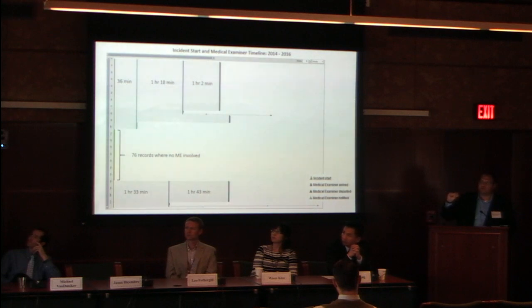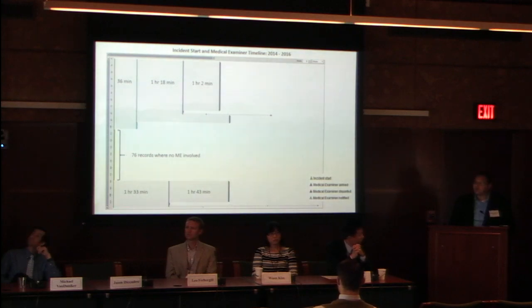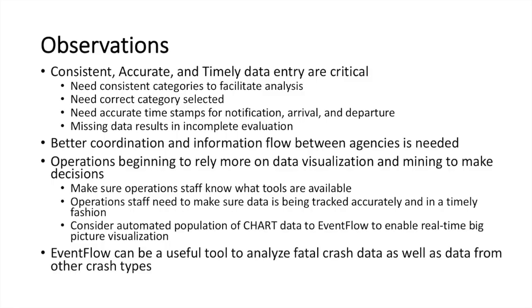to sort through 219 events, and that was just in the Baltimore region. In 2016 alone, we entered over 110,000 event records. Over 25,000 of those were lane closure incidents. So some takeaways that we noted from looking at the data through EventFlow. One, that consistent, accurate, and timely data entry are critical. So you saw those 76 records with no entry at all.